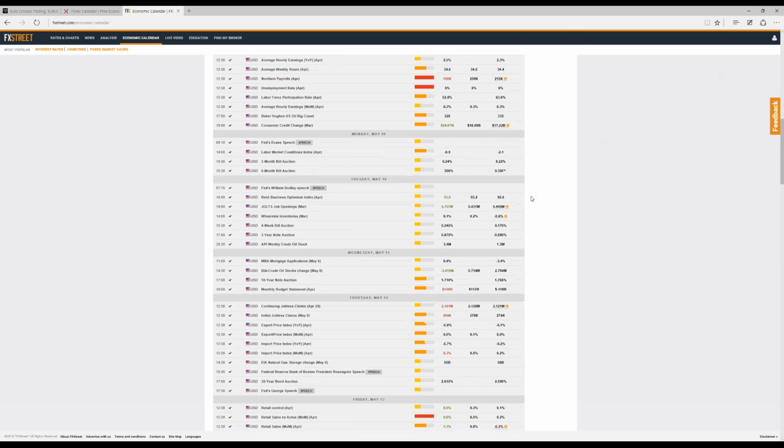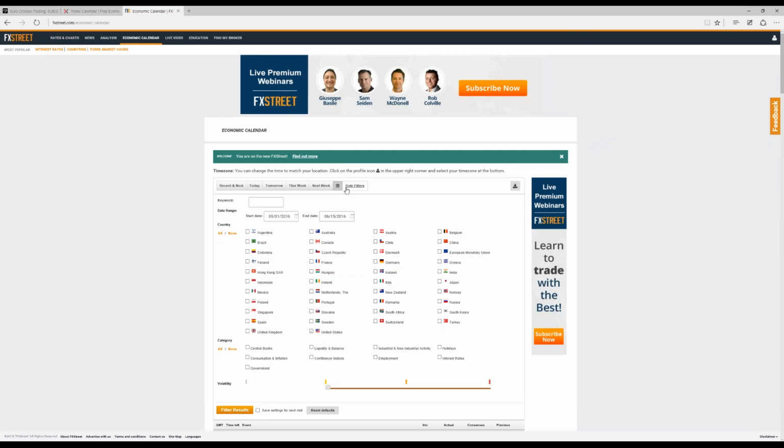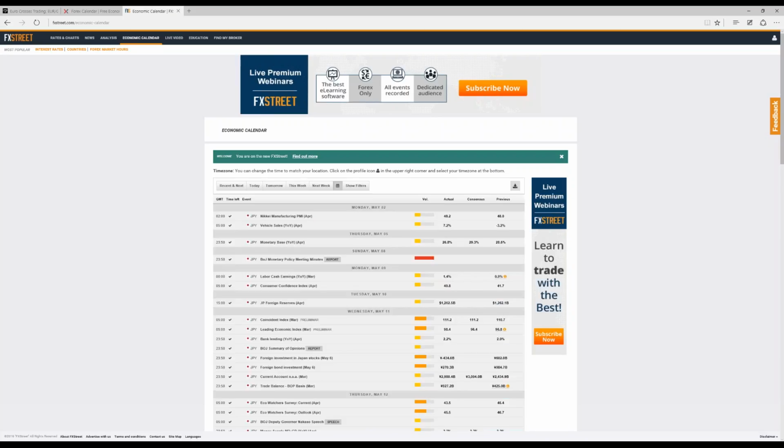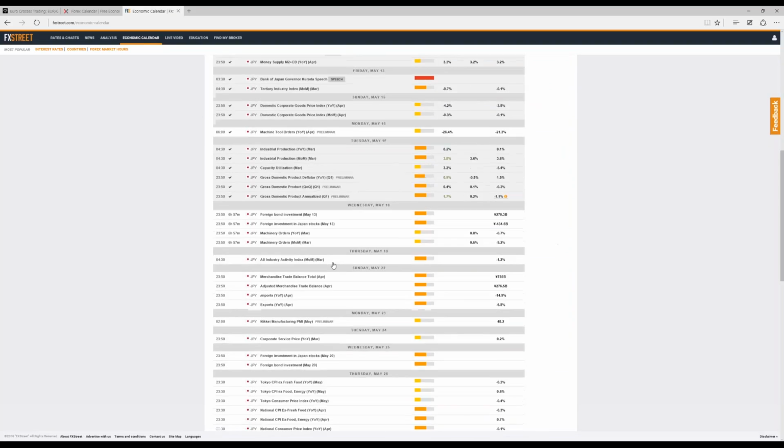So again, we're going to go back to our economic calendar. We're going to show the filters. We're going to untick US dollar, and we are going to tick Japan and see what has been going on with the Japanese yen. So recently, okay, their GDP came out better than expected. So that would make the Japanese yen obviously stronger.